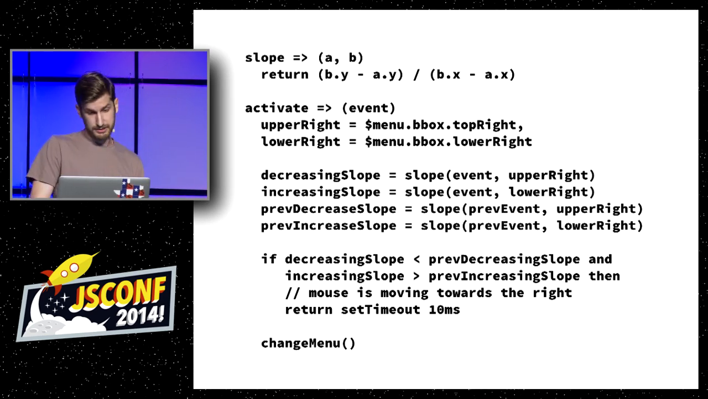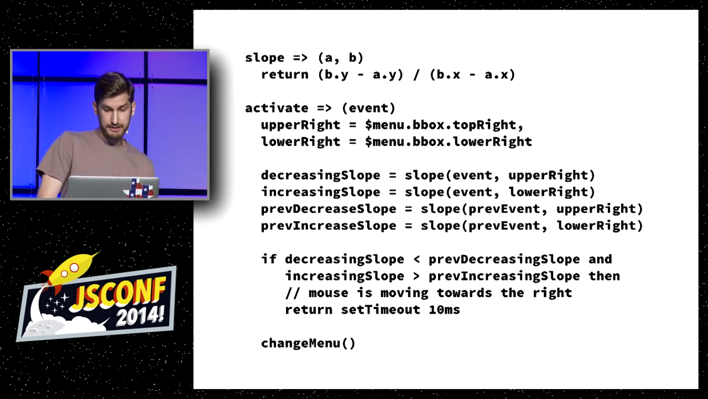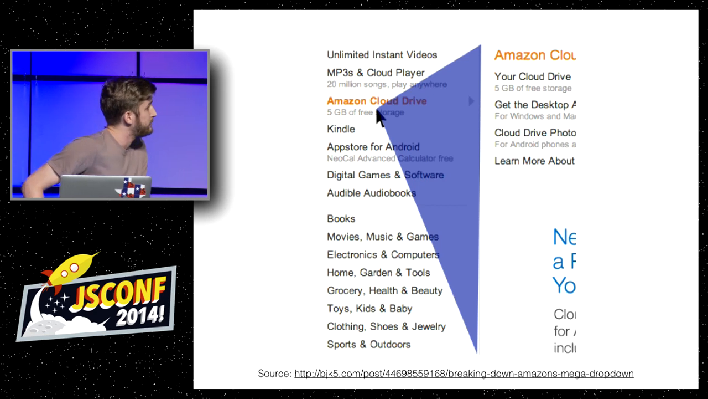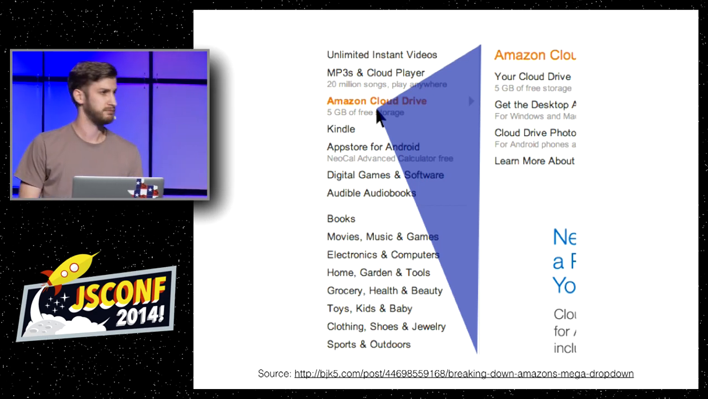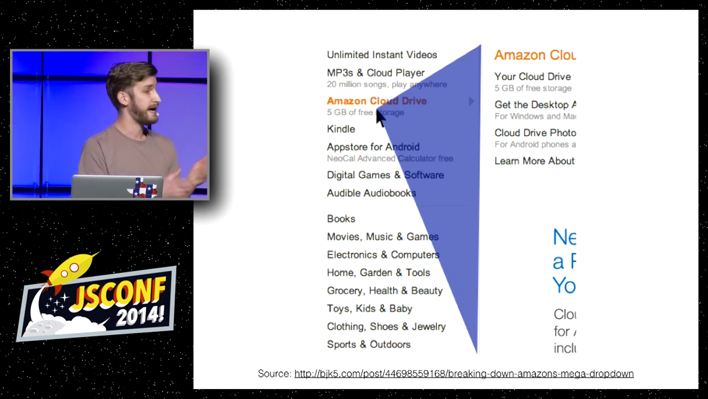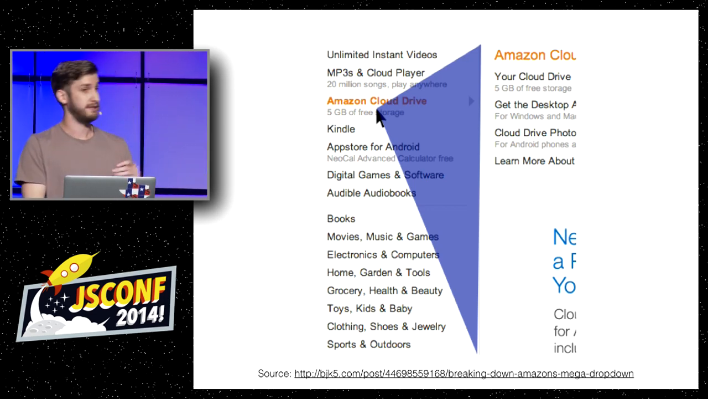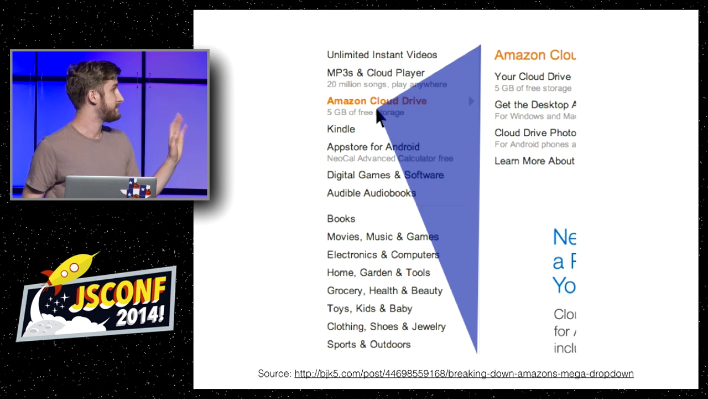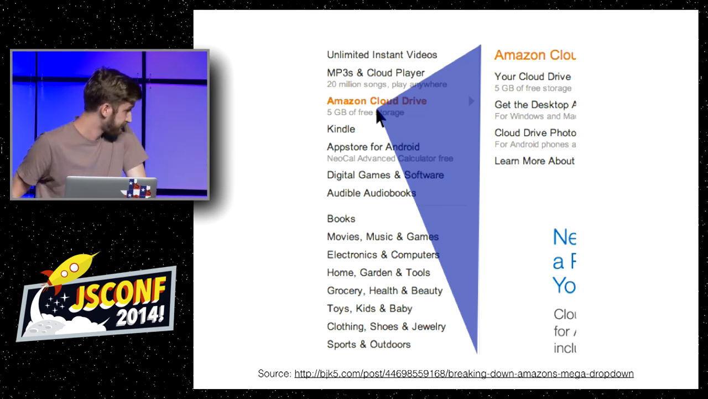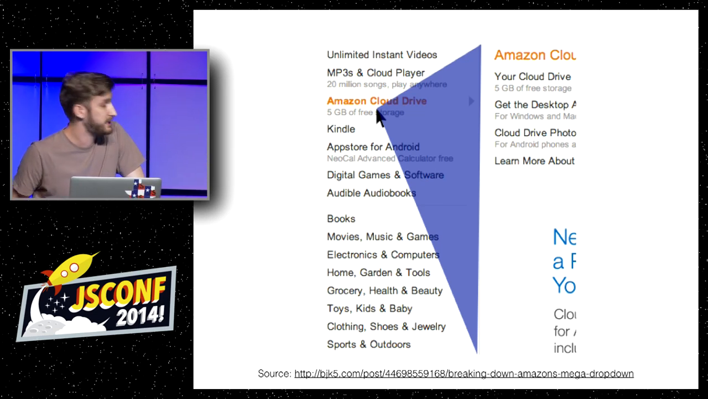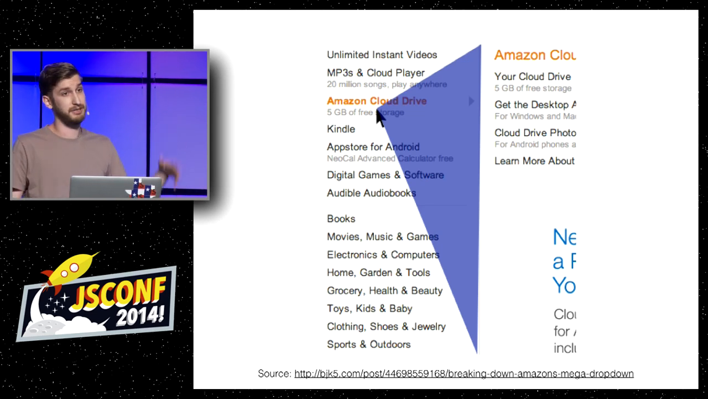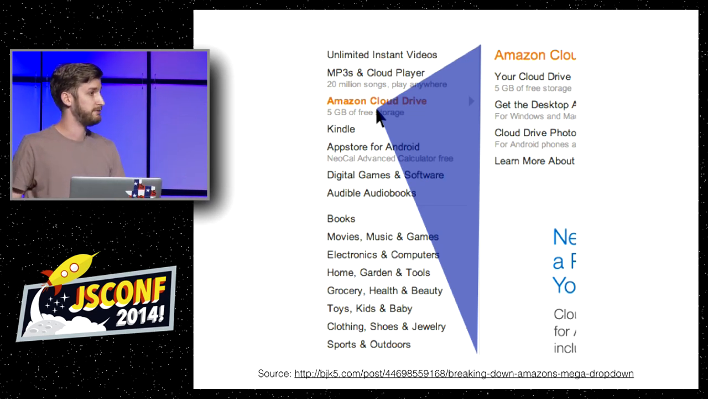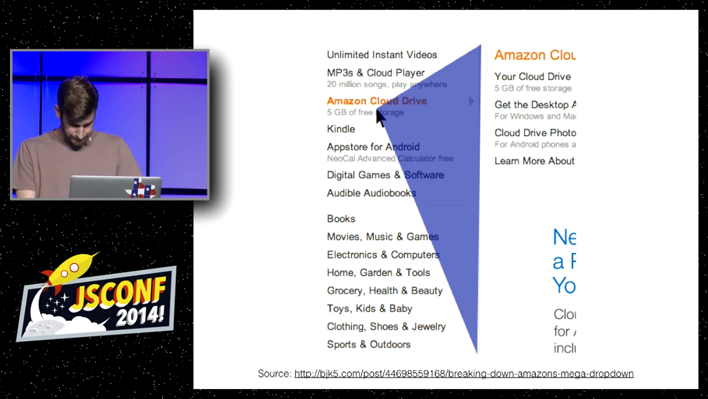And this algorithm works. You can conceptualize it by this, which was included in Ben Kamens' blog post. This is an invisible triangle that's added over the menu, and any mouse movement towards the right that stays within the bounds of this triangle will keep the menu open for a little bit longer. If the mouse is moving perfectly down or left or up, then we go to the default behavior without any noticeable lag.